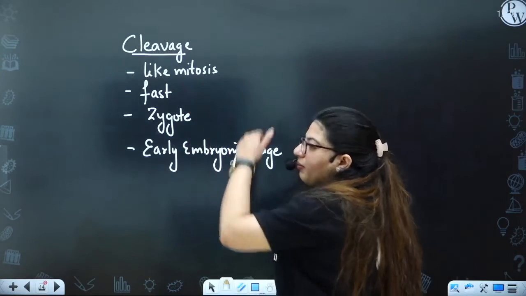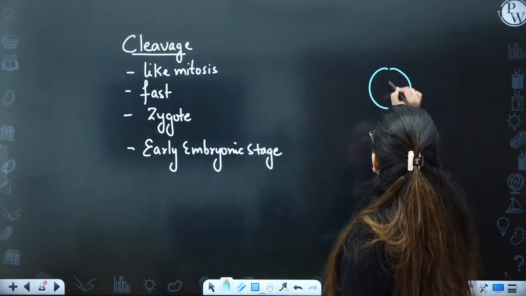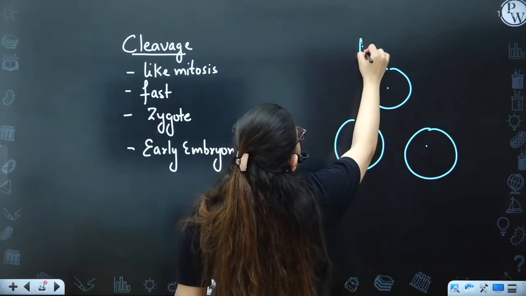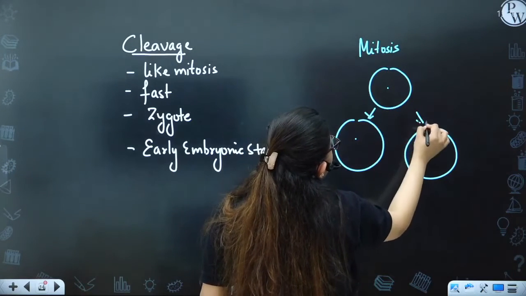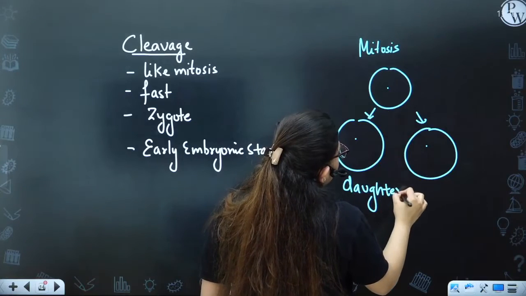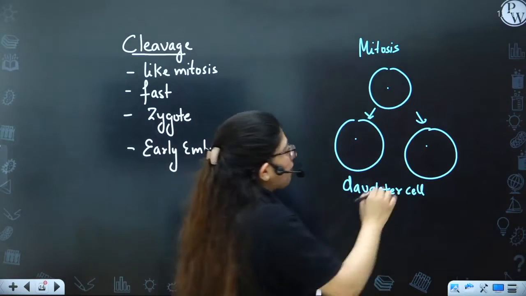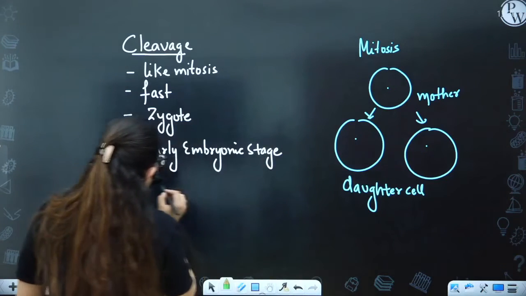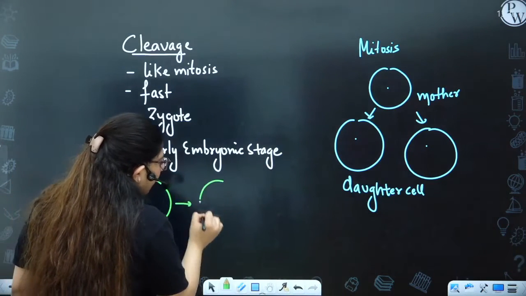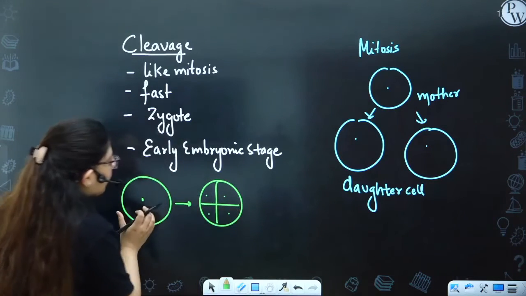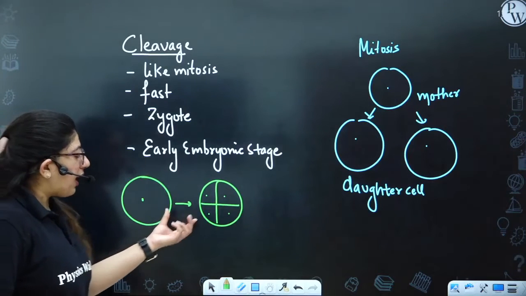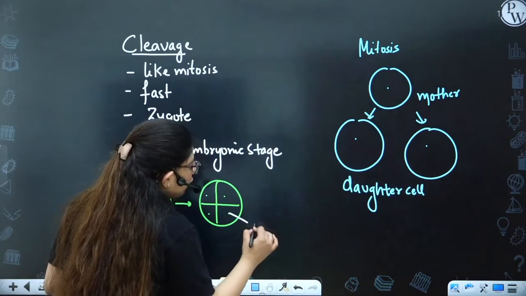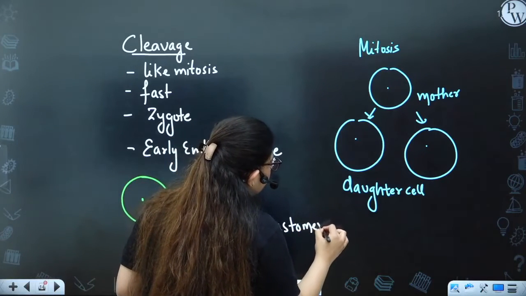I'm saying it is like mitosis. In mitosis, one cell divides into two daughter cells. In normal mitosis, the mother cell forms two daughter cells, and the daughter cells are of equal size to the mother cell. This is what happens in mitosis, guys. But in cleavage, the zygote will divide and form cells that are smaller than the zygote, and the whole structure formed is still the size of the zygote. You will not call them daughter cells, you will call them blastomeres.